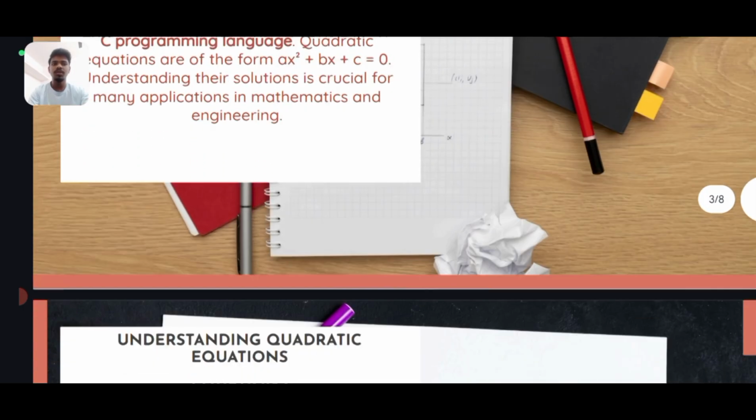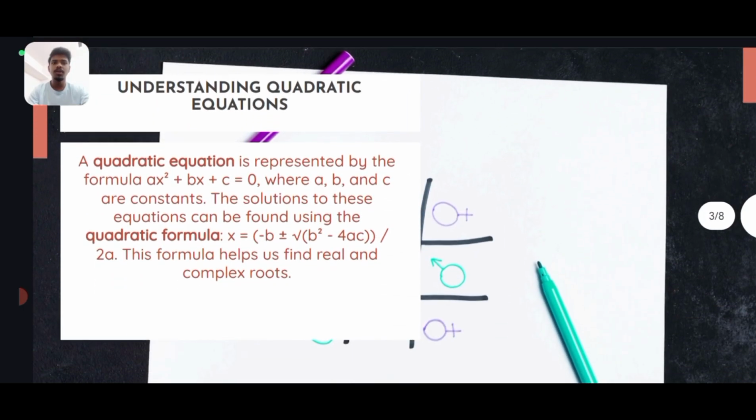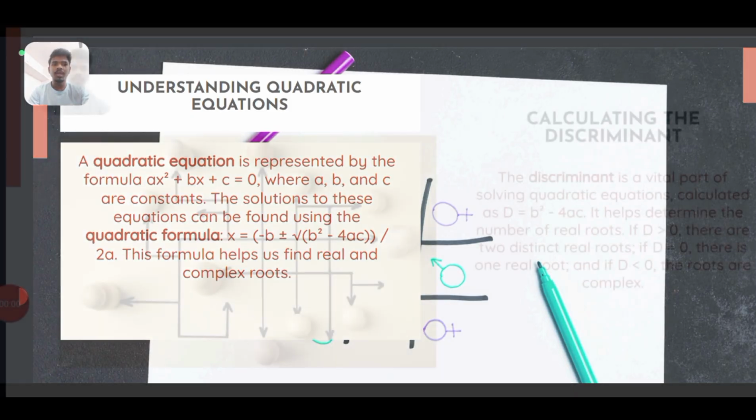Understanding this solution is important for many applications in mathematics and engineering. The next point is understanding the quadratic equation. A quadratic equation is represented by the formula ax square plus bx plus c equals 0, where a, b, and c are constants. The solution can be found using the quadratic formula x is equal to minus b plus or minus square root of b square minus 4ac by 2a. This formula helps us find real and complex roots.